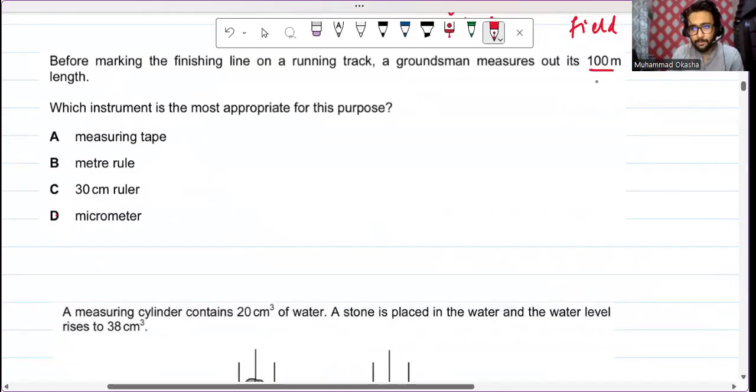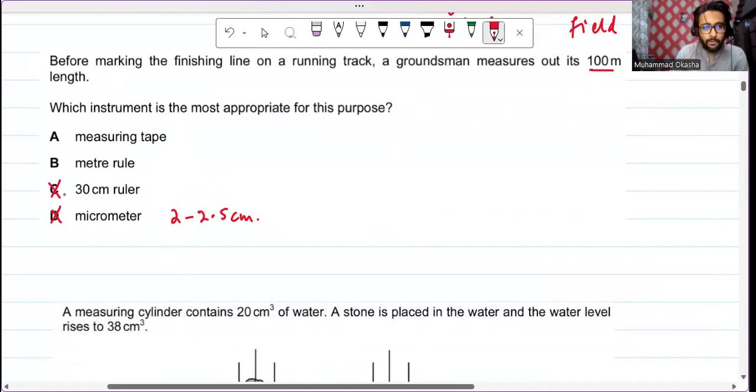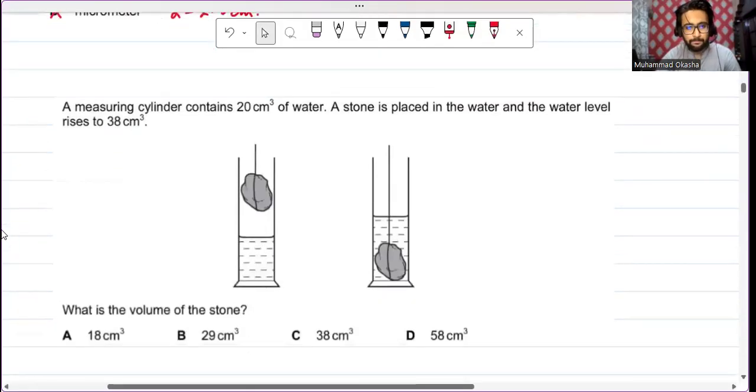I want to measure a 100-meter distance, right? The range of the micrometer is from 2 to 2.5 centimeters, right? It cannot measure any length which is bigger than that. So I will immediately rule out the micrometer. A 30-centimeter ruler would also not work because I want to measure 100 meters, which is a lot bigger than 30 centimeters. The meter rule is 100 centimeters, or 1 meter, which is not going to work. So the measuring tape is the instrument that I will use.